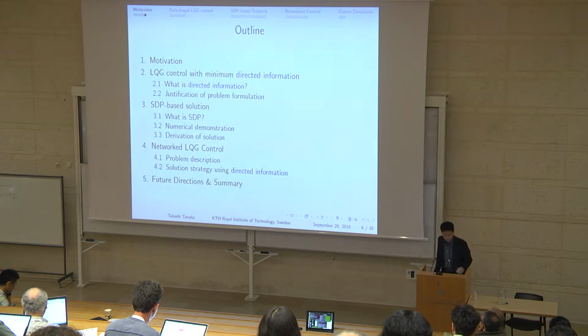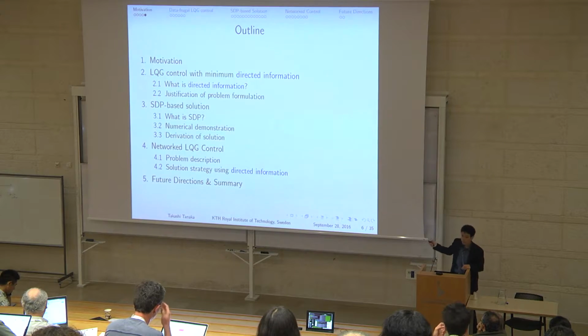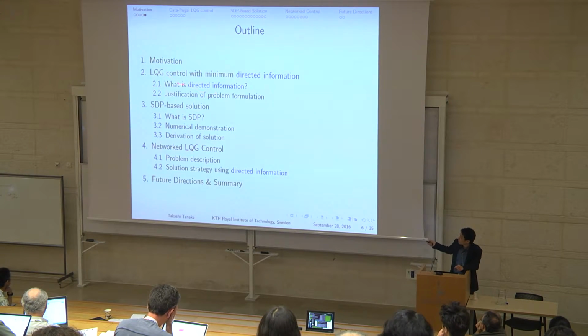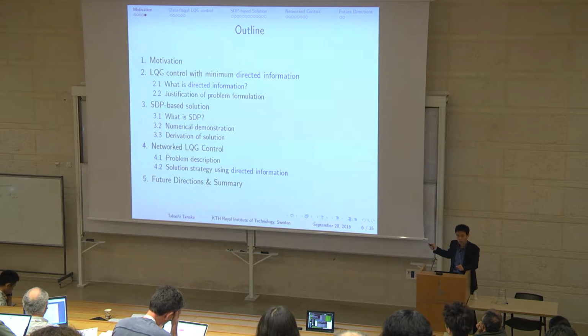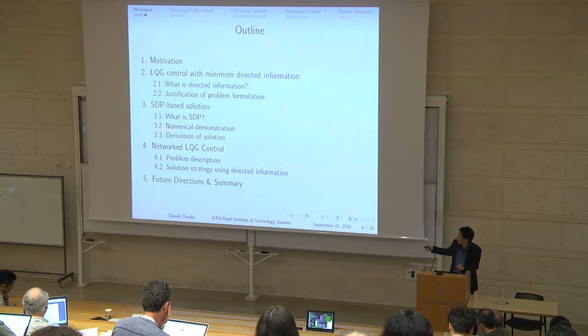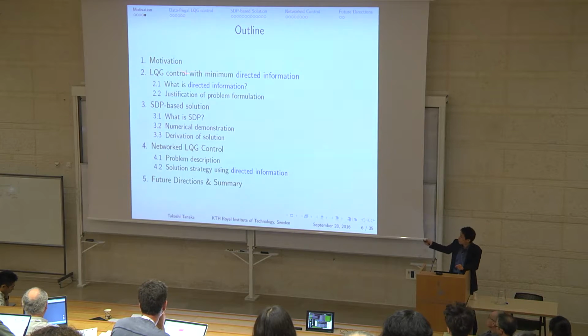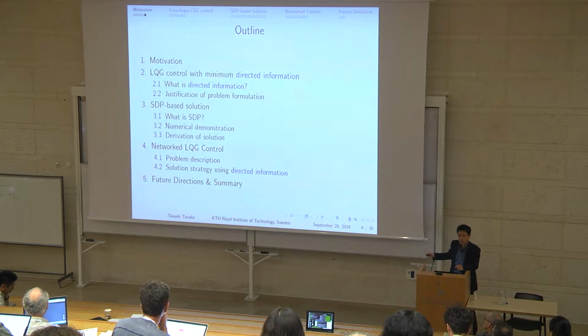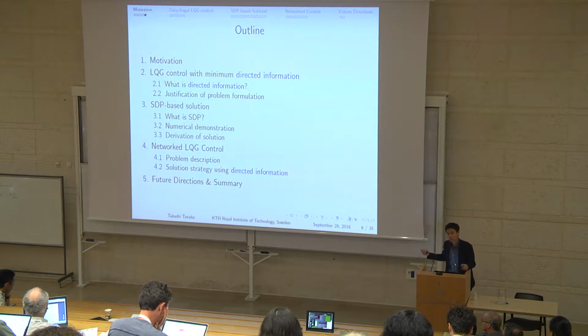Right, so I already explained the motivation. For the rest of my talk, I'd like to first of all explain the problem formulation. In particular, I'd like to explain the notion of directed information, which is an important notion in this talk. And then as a main result of this talk, I'd like to claim that this optimization problem is actually very easy to solve by means of semi-definite programming. And I'm going to explain what semi-definite programming is and how the solution mechanism works.